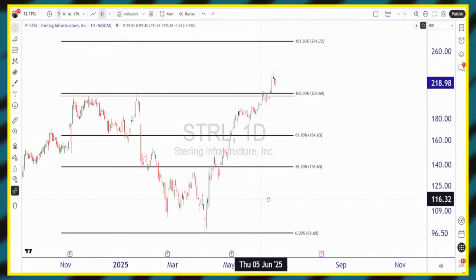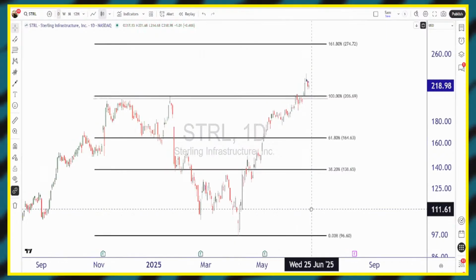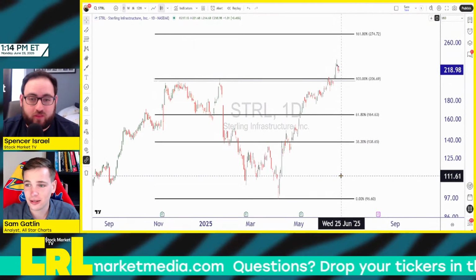Interesting chart though. I like it. Look at Sterling Infrastructure. A six billion dollar engineering stock. I like it a lot. Here's another one.